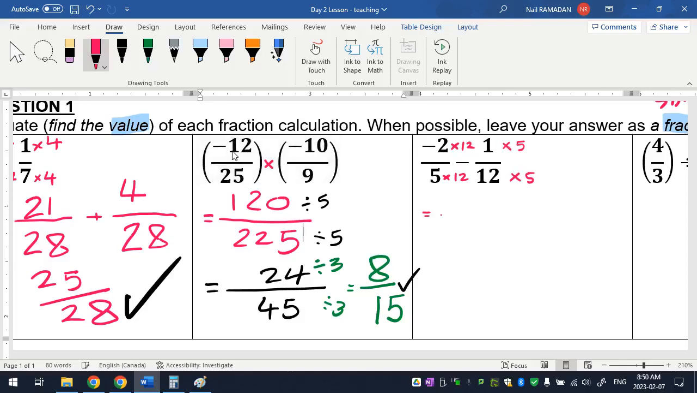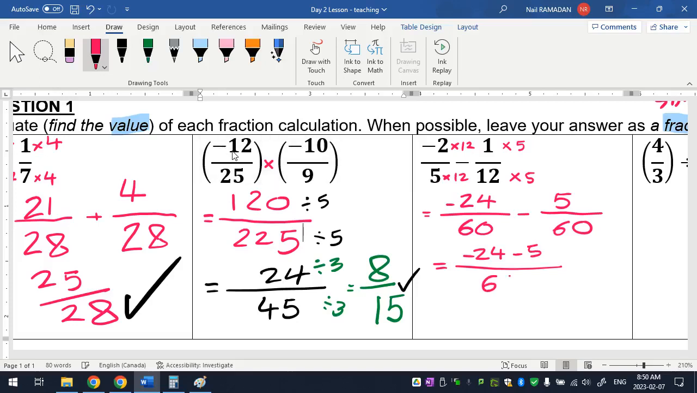All right, let's keep going. Something minus something, 60 and 60. Okay, what's negative 2 times 12? Well, who cares about the negative? What's 2 times 12? Well, we care about the negative, but not now. 24, but with a negative. Okay. What's 1 times 5? So technically, you're doing negative 24, negative 5, divided by 60. What do you get when you add two negative numbers?